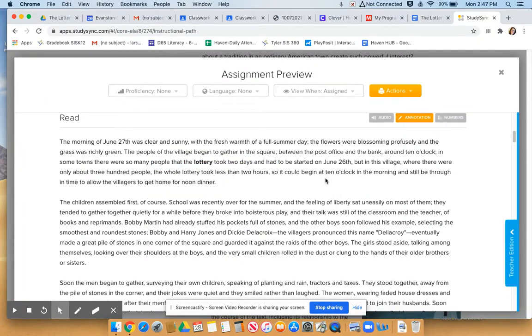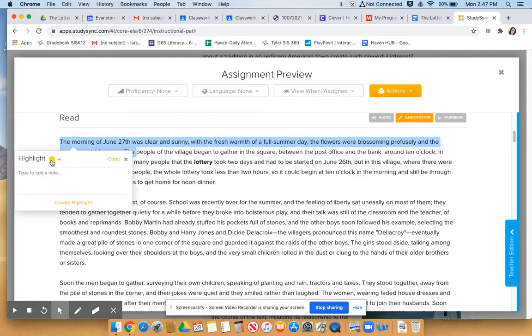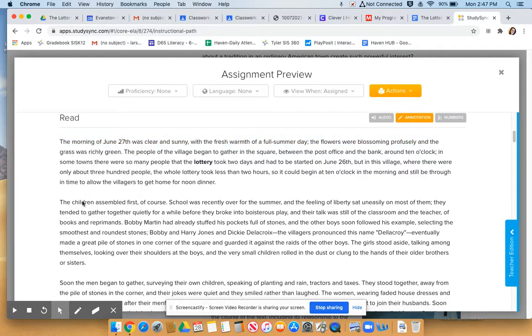The morning of June 27th was clear and sunny with the fresh warmth of a full summer day. The flowers were blossoming profusely and the grass was richly green. I'm already getting some really powerful details about setting. Remember, setting is yellow, so I'm going to create that highlight. Oops, I made a little mistake here, but that's okay. I'm just going to keep going.